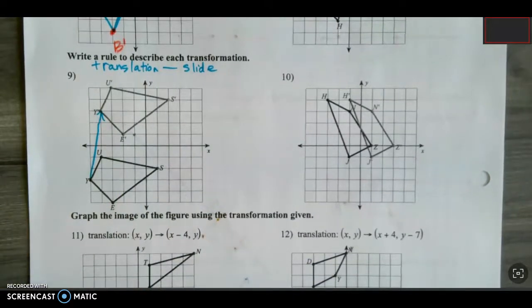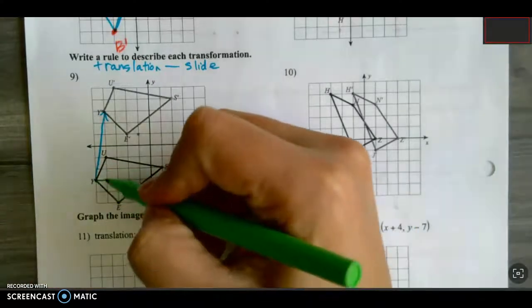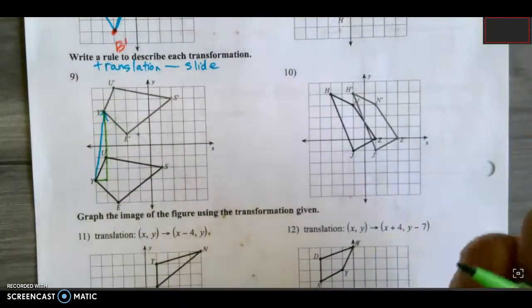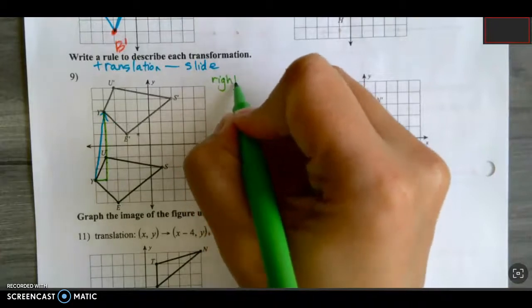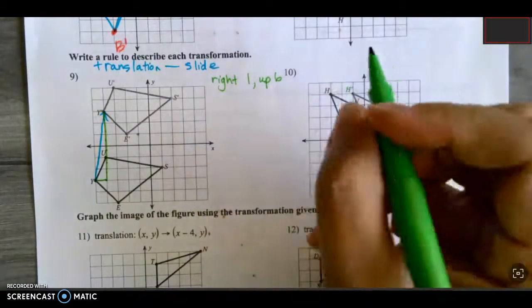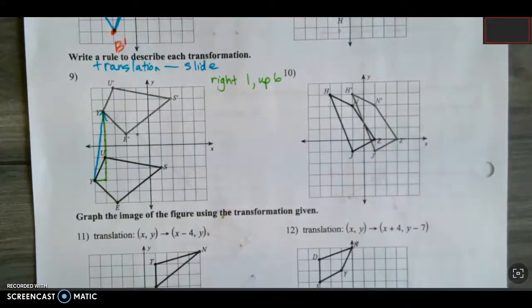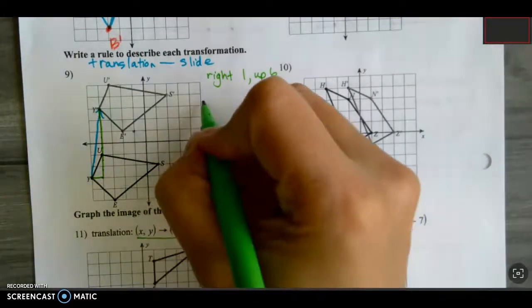Okay? So when we describe a translation, we're going to tell how far did it shift right or left? Well, to move from y to y prime, y moved 1 to the right, and then 1, 2, 3, 4, 5, 6 up. So you could say it went right 1 and up 6. Okay, so it was a translation, right 1, up 6. Well, we have a way that we write this, and you can see it down here. It's called mapping.